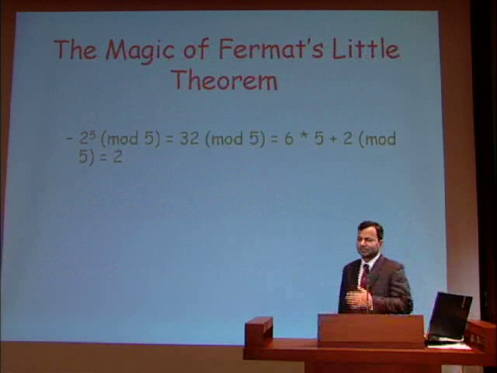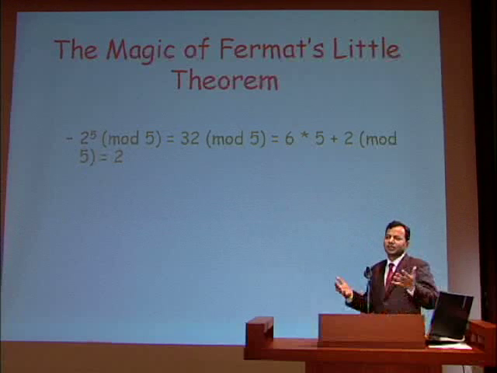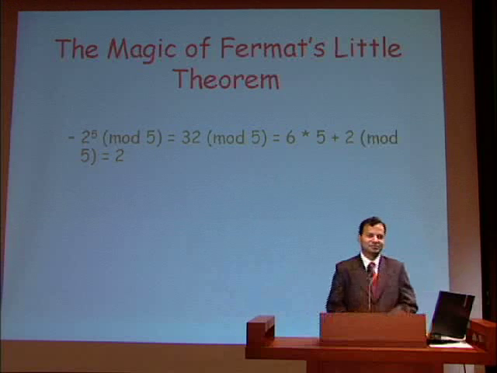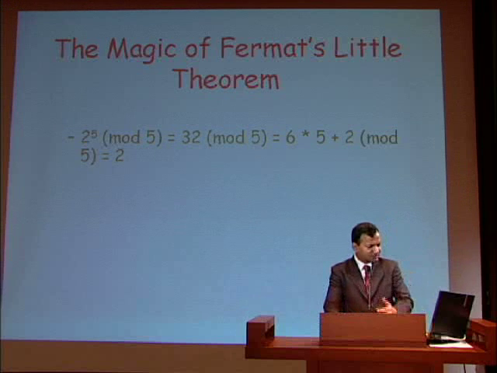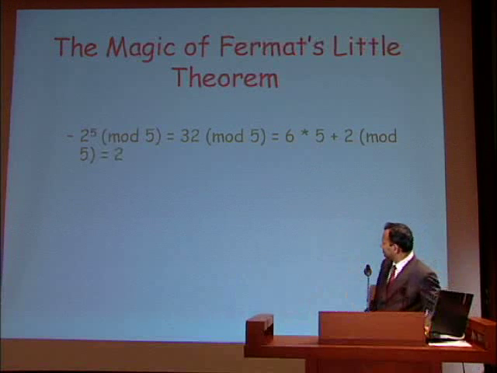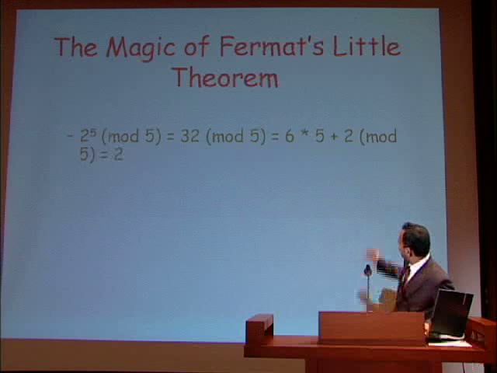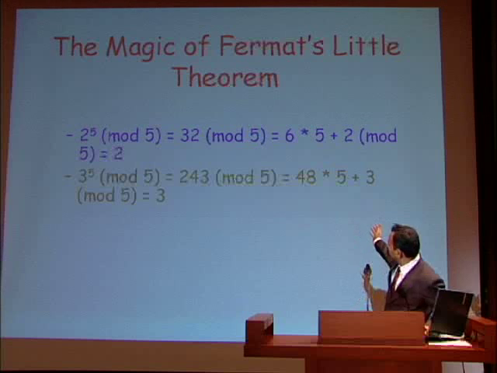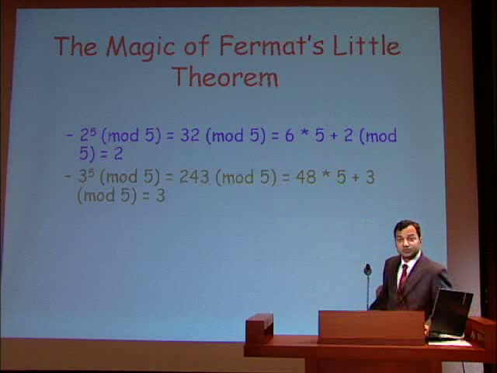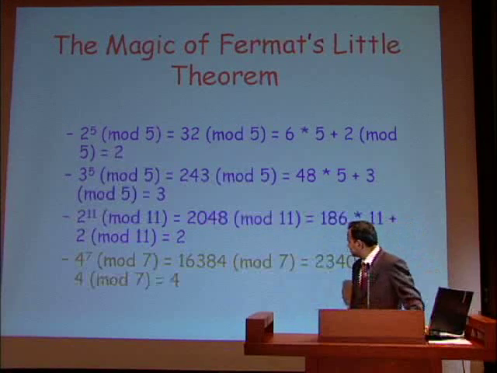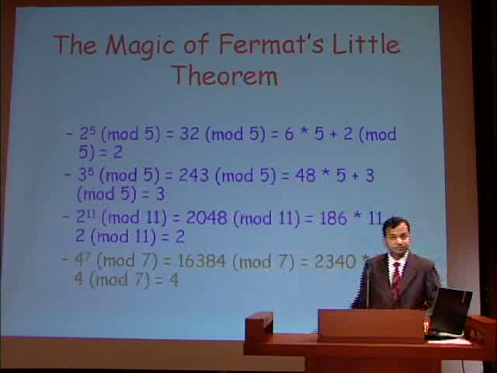I find it really magical, because once you see the proof, one can say that, okay, what's so great about it. But if you just think about it, it's really amazing. So for example, 2 to the 5 modulo 5 is 32 mod 5, which comes back to 2. 3 to the 5 mod 5 is 243, which again comes down to 3 when you divide it by 5 and take the remainder. 2 to the 11 mod 11 is 2. 4 to the 7 mod 7 is 4.